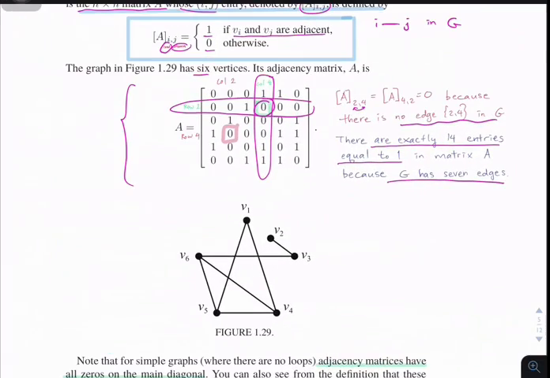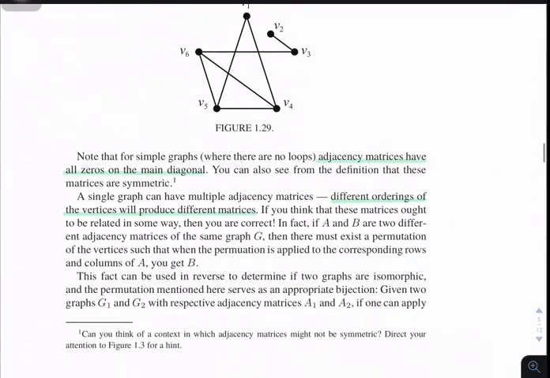So for simple graphs where there are no loops, the adjacency matrices have all zeros on the main diagonal. And depending on how you order your vertices, different orderings of the vertices may produce different matrices.